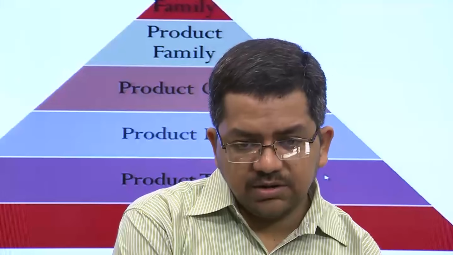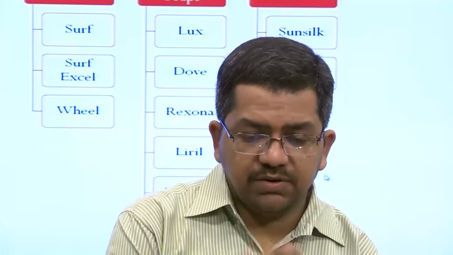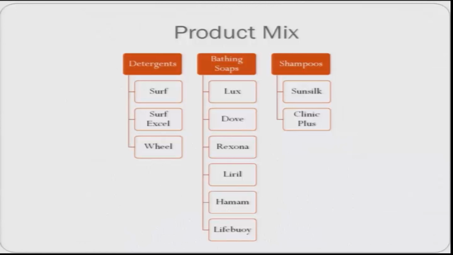It will probably become clearer when I show you an example of the product mix of a company. Now you see this is an example of a product mix from the company Hindustan Unilever Limited. Here you will see that these are the product lines. Detergent is one product line, bathing soap is a second product line, and shampoos is the third product line from the company.